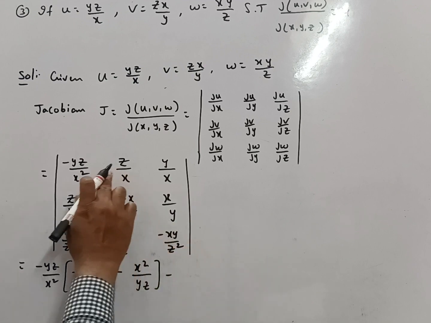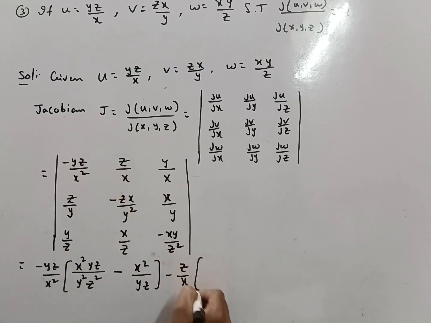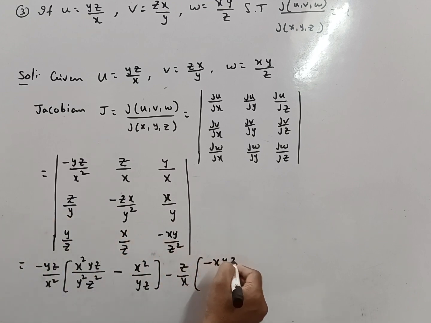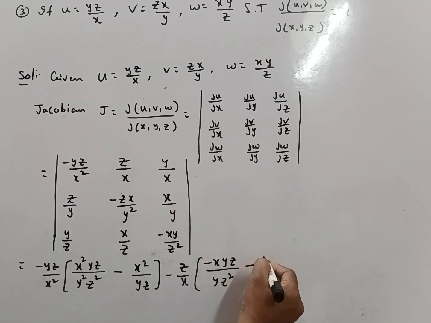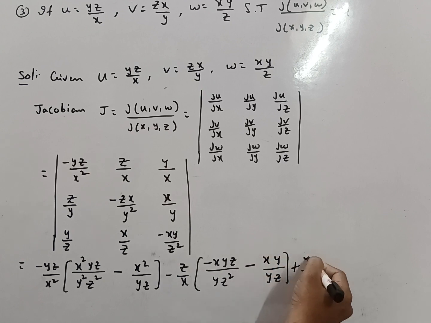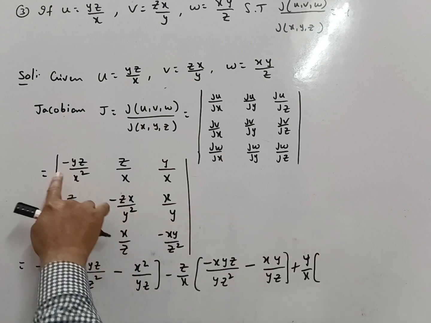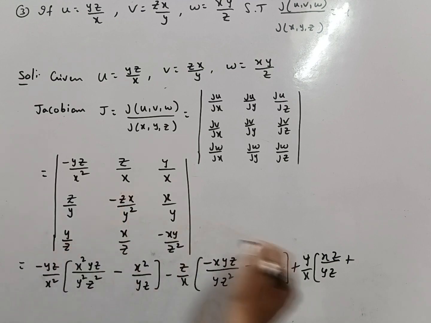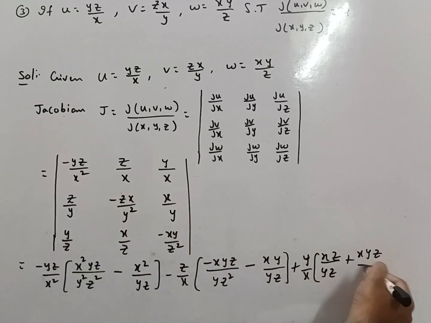Next, minus this one z by x into this row, this column we have to leave. So this into this, what I get here? Minus xyz by yz square, minus this into this, what I get here? xy by xy by yz. Then plus y by x into, so this row, this column we have to leave. This into this, what I get here? xz by yz, minus of minus plus. This is how much? xyz by y square z. xyz by y square z I get.